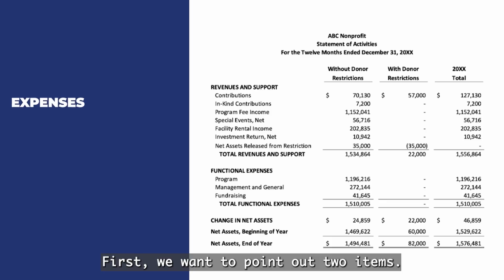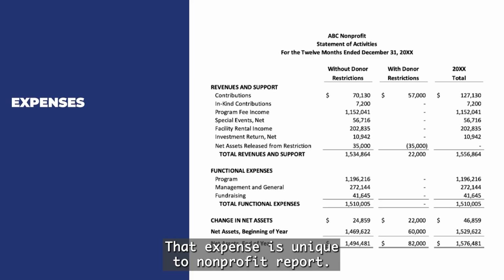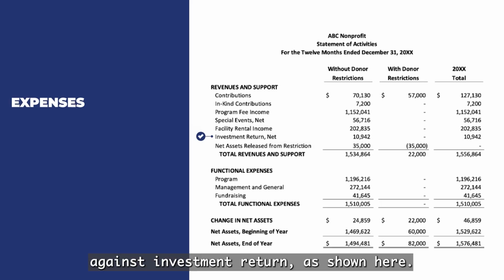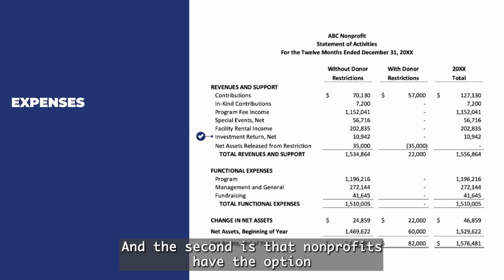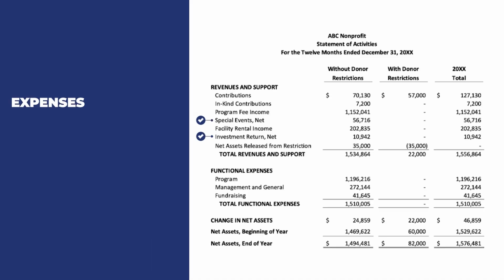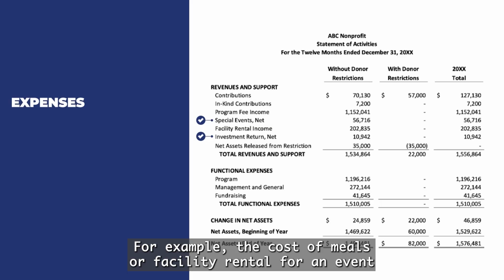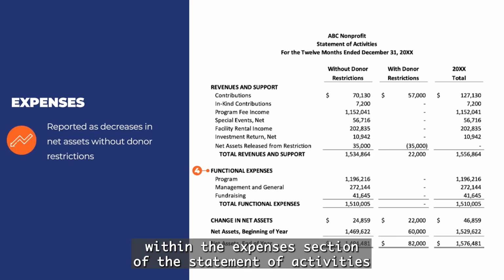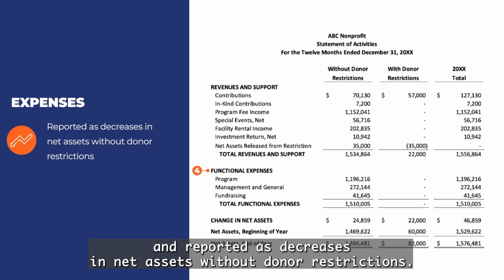First, we want to point out two items about expenses unique to nonprofit reports. The first is that investment expenses should be netted against investment return, as shown here. And the second is that nonprofits have the option to report special events net of any direct costs. For example, the cost of meals or facility rental for an event. Other than those two special cases, expenses are shown within the expenses section of the statement of activities and reported as decreases in net assets without donor restrictions.